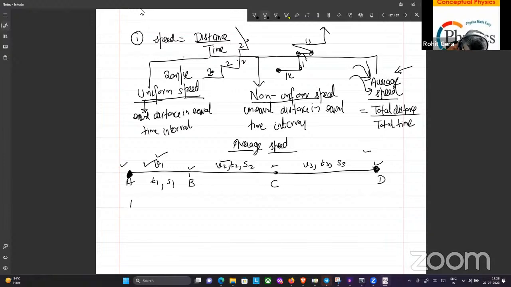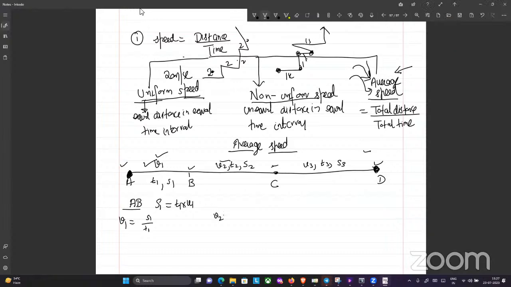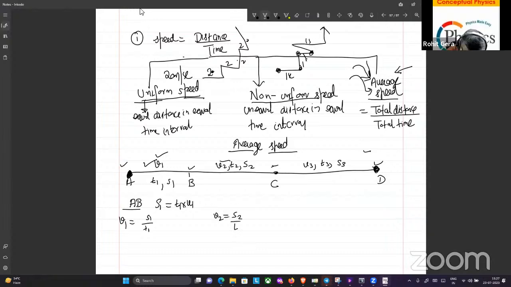When I am discussing the motion in AB, can I write S1, the distance covered, is equal to T1 multiplied by V1? Where does it come from? Speed is given by distance upon time. This is something we learned in class 9th. Let's talk about BC. In BC, the velocity is S2 by T2.